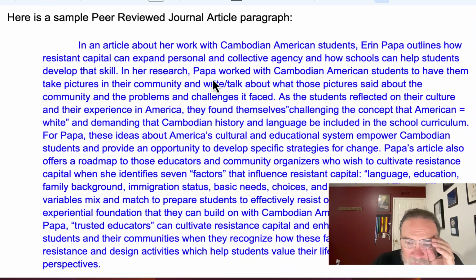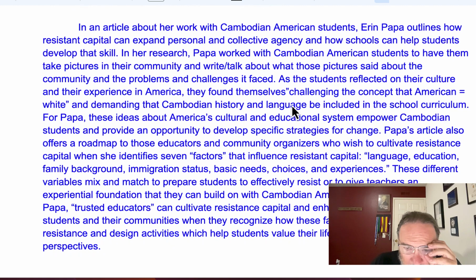So first of all, after the claim, we see there's a brief sentence here highlighting what Papa is doing with Cambodian American students and talking about how it's about focusing on their community and empowering that community in its resistance to histories of colonialism. So when we get to wanting to bring in evidence, in some ways, this is evidence. This description of what Papa was doing, this idea of taking pictures and talking about those pictures, that's an example of the kind of thing Papa was doing to develop resistant capital. So that is a good example of a specific detail. The detail is an example from the article.